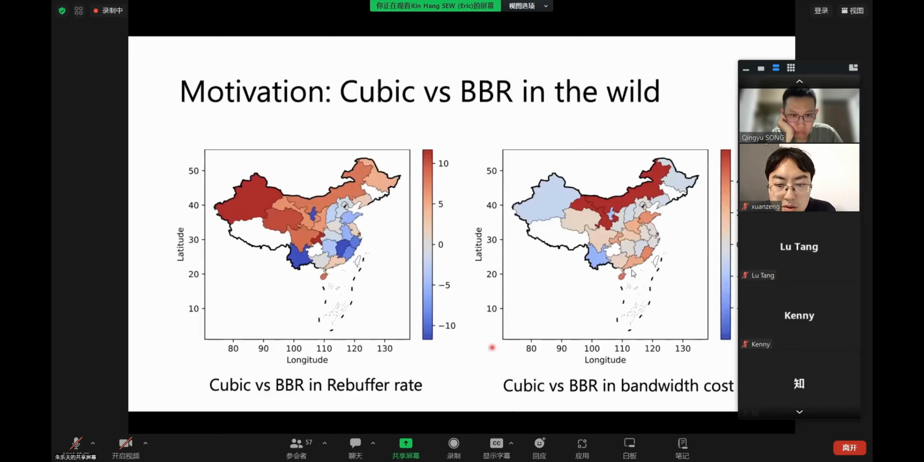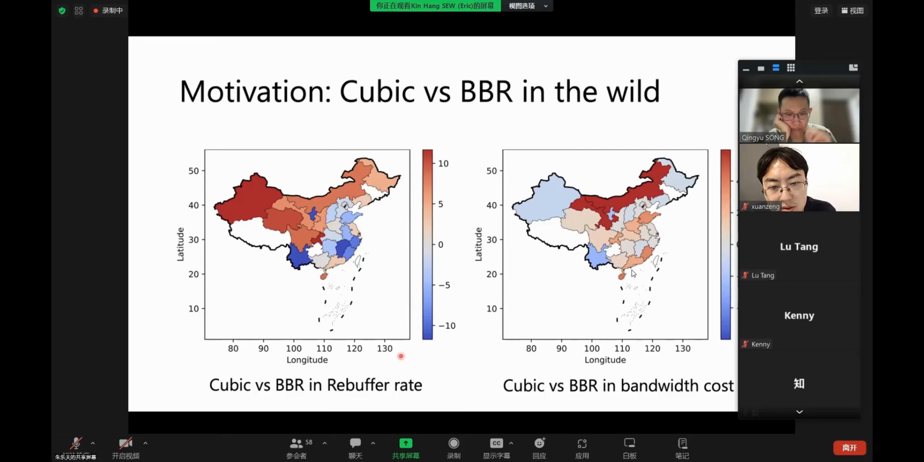Next, there are some motivations in this work. The author has performed some experiments comparing the existing CC algorithms, Cubic and BBR. They performed an A/B test for 2 weeks. In this figure, red means Cubic achieves better performance and blue means BBR achieves better performance. These two figures show the rebuffer rate and also the bandwidth cost.